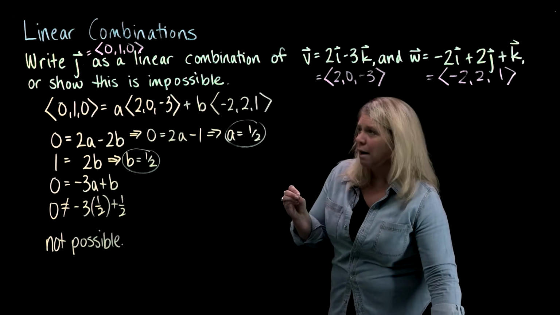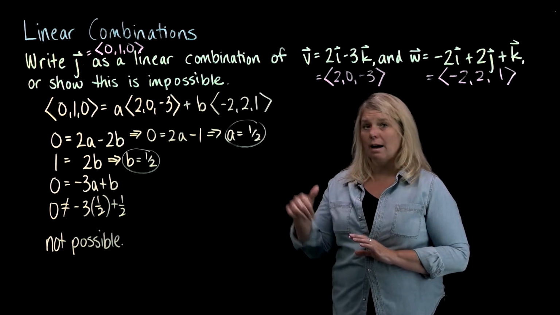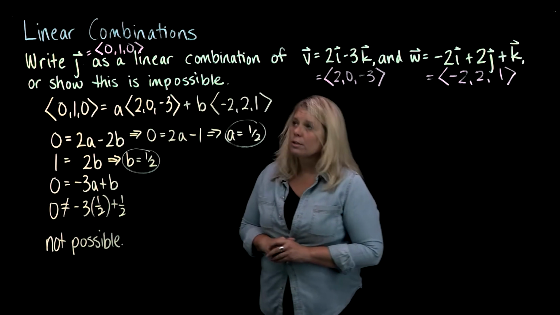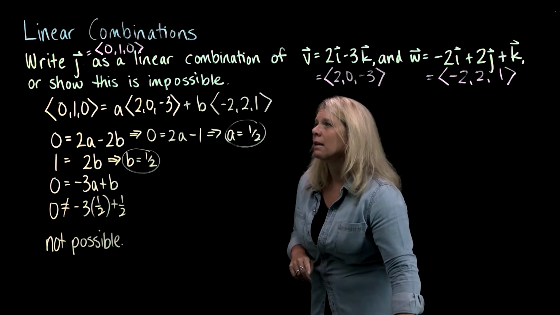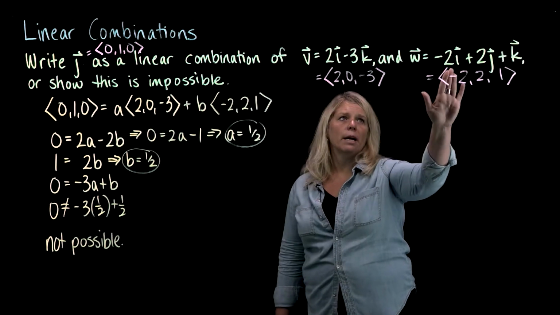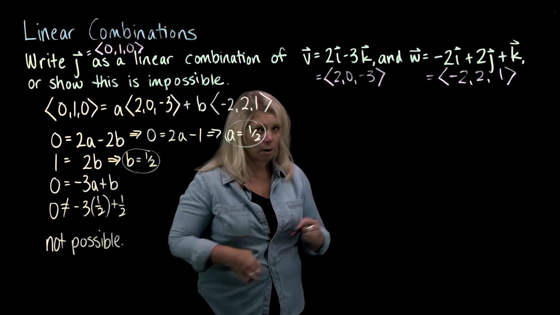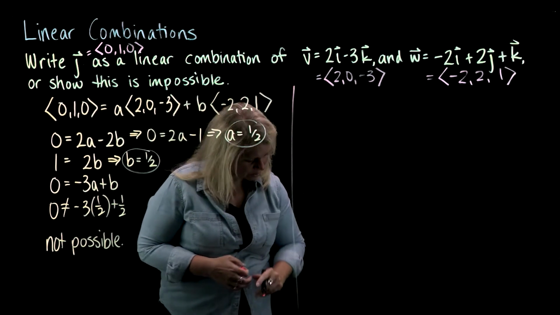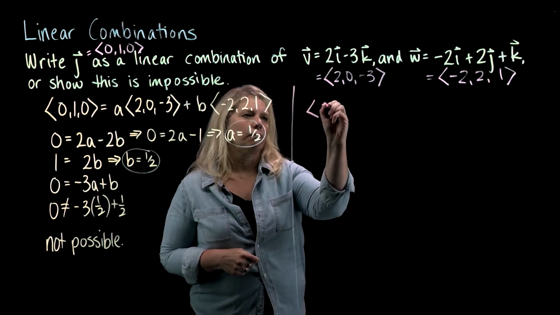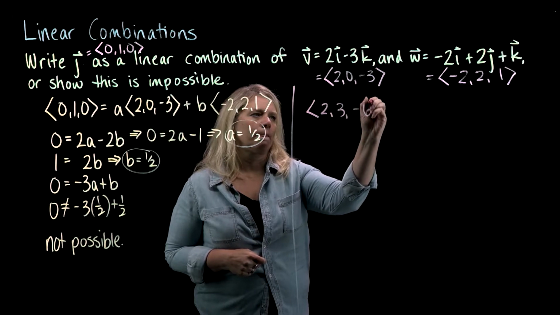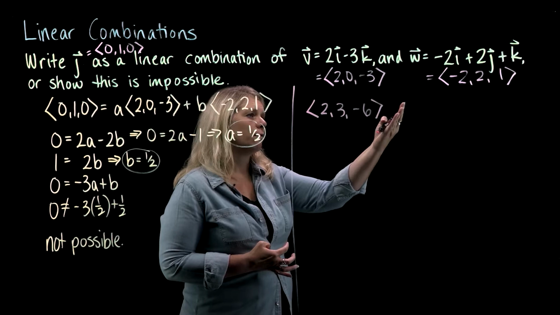I'm just going to modify this example a little bit to show you a similar problem, but where it does actually work. So we are going to change this a little bit, and we're going to write a different vector as a linear combination of this v and w vector. And this one actually does work here. So we're going to try a vector 2, 3, -6. And I want to try to write that as a linear combination of these 2 vectors that I've started with.